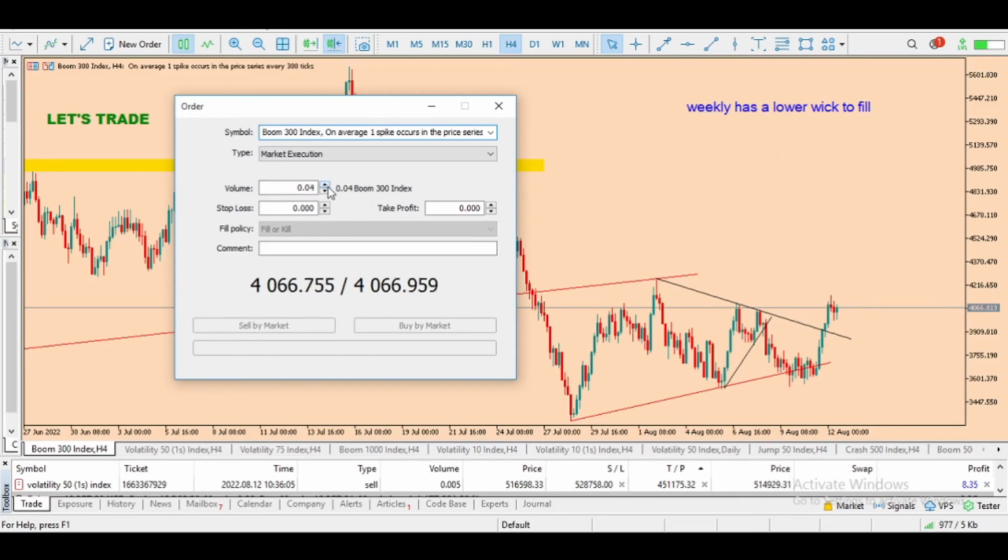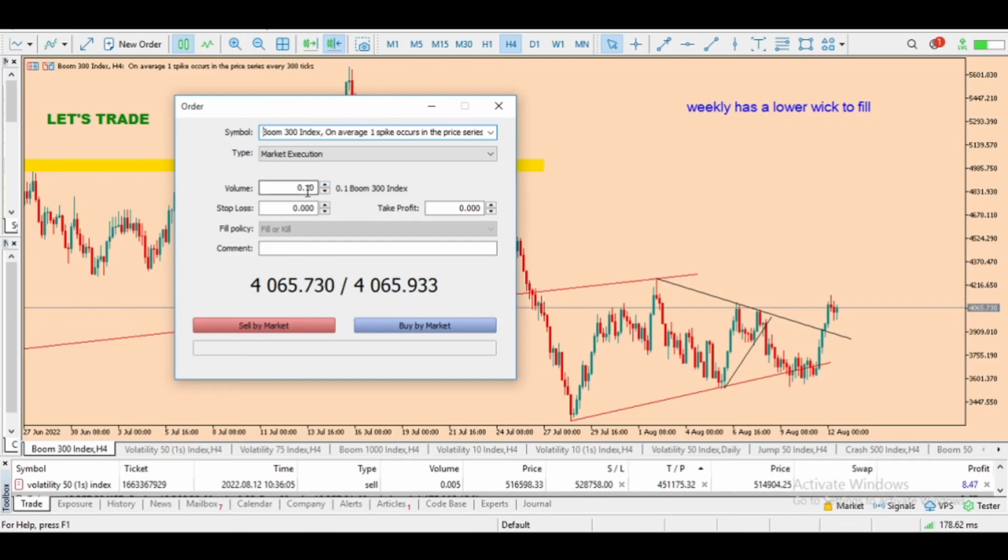Let's see what Boom is offering us as the least lot size usable to trade it. As you can see, this is 0.01. If I go below that, look around this place, you see the sell or the buy icon has disappeared, but once I hit 0.01, you see it has appeared, which means this is the least lot size that we are permitted to use.